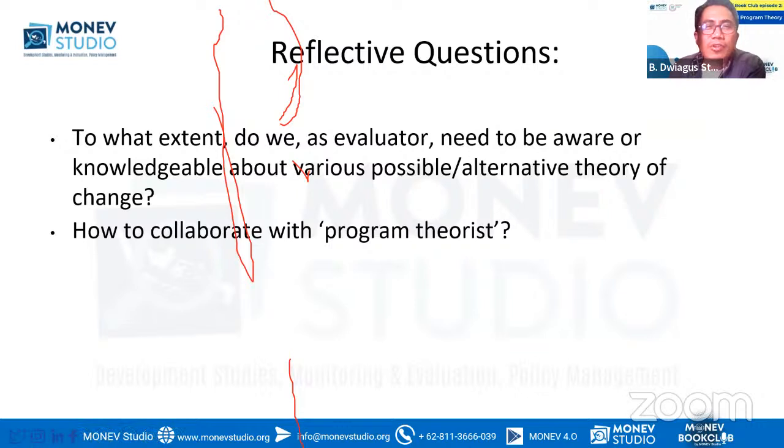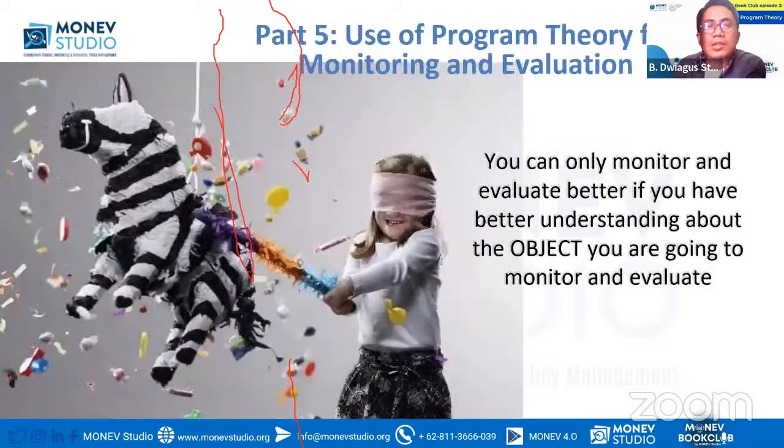So the reflective question is, to what extent do we as evaluators need to be aware of and knowledgeable about the various possible alternative theories, and how to collaborate with program theories? So this is my reflective question based on that part of the book.